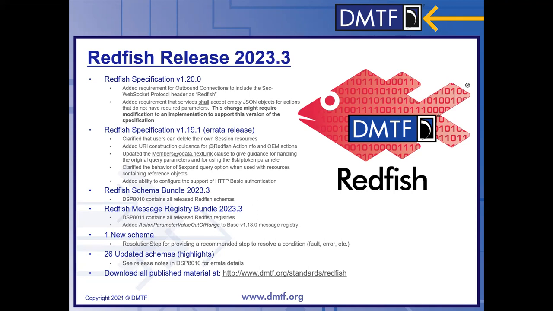So the schema bundle is the big reason to be here. For the message registry bundle, also version 2023.3, we added one new message to the base message registry, and I think we also had an errata that's going to come out in the next version that will correct a little typo in that one. But that was just filling out a message that was missing relative to other things. This action parameter value out of range message was just one of a variety of action parameter errors that didn't have that coverage.